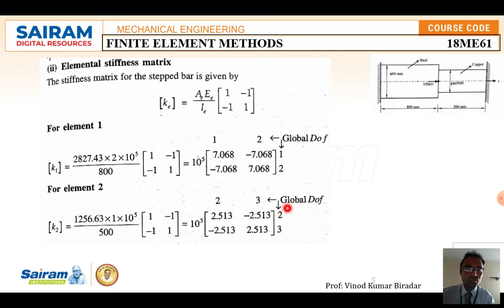Okay, this is most important. By denoting the node numbers, for the first element it is 1 2, and for the second element 2 3. Why is it 1 2 and 2 3? Because for the first element it is only nodes 1 and 2, and for the second element it is only nodes 2 and 3. According to this only, you have to calculate the global stiffness matrix. So this is the calculation of the element stiffness matrix.